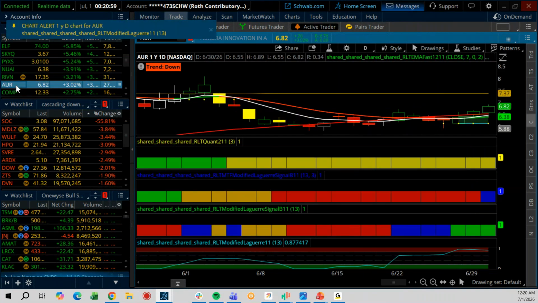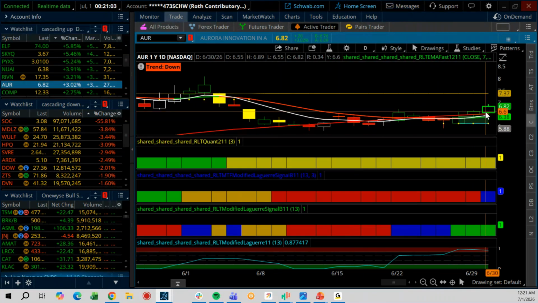So that's how I look for these, right? This is a potential one. I don't have a white candle, so I don't have as much confidence as I would if I had a white candle.